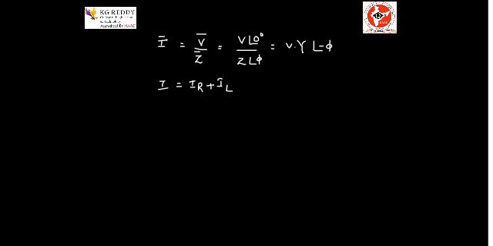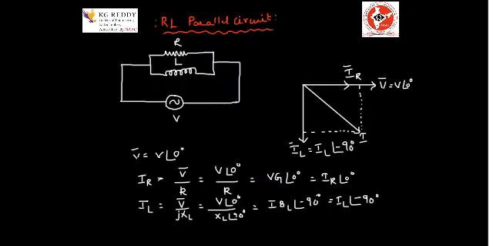Now how did this come? So see this circuit diagram. Here this is one point. This is the total current I. So it is dividing into two parts. This is my IR and this is my IL. Now according to the KCL, this is dividing into two parts.